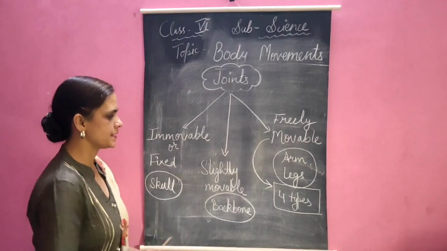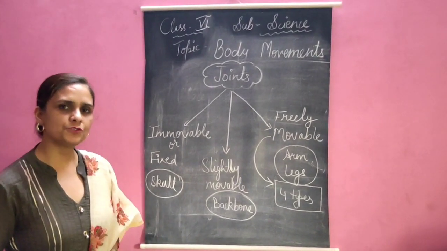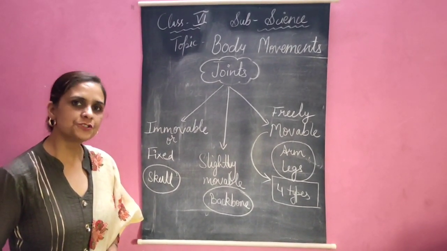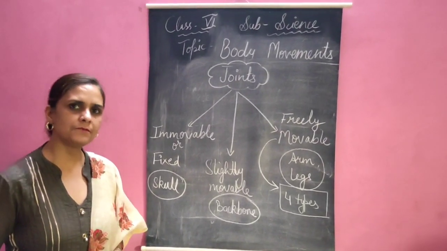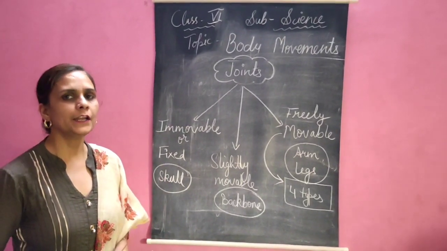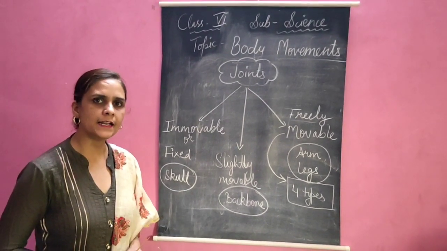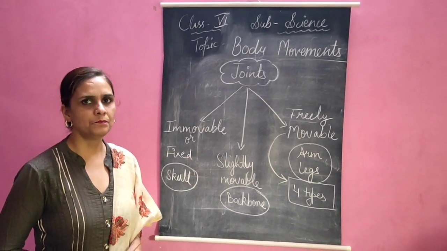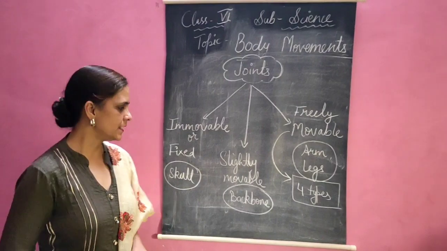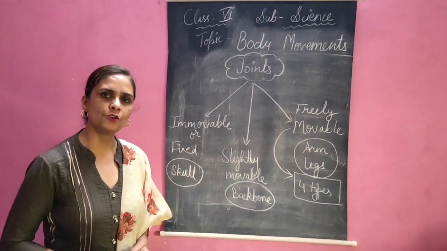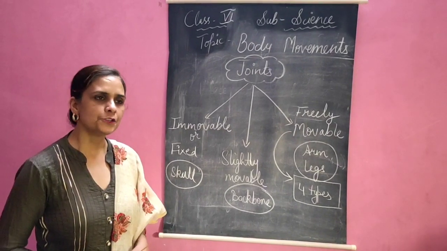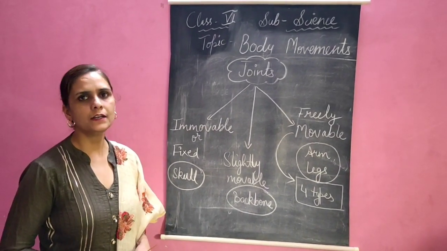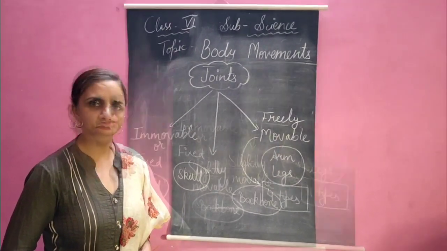Slightly movable joints. These types of joints are those which do not allow excess movement, but they have a very slight movement due to the presence of soft cartilage between them. The example which we can take is the backbone. As you all know, the backbone shows slight movement. Either you can bend forward or a little bit towards the back.